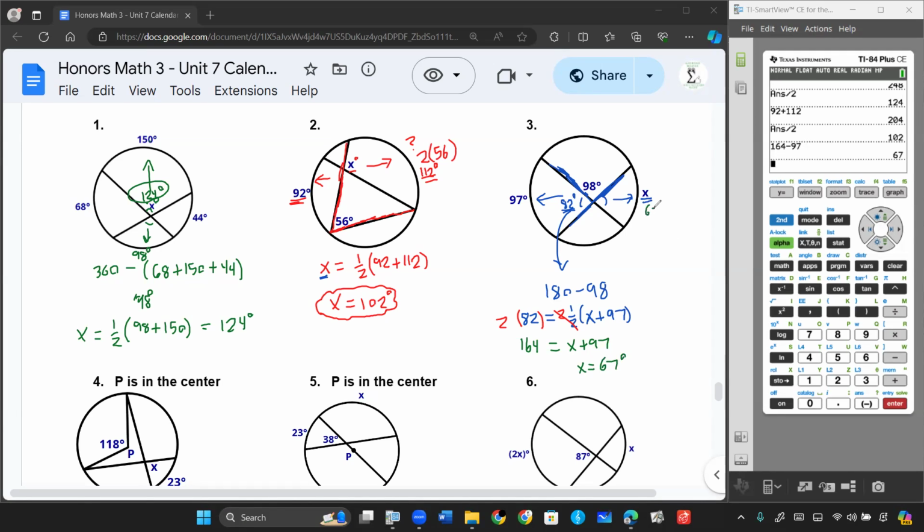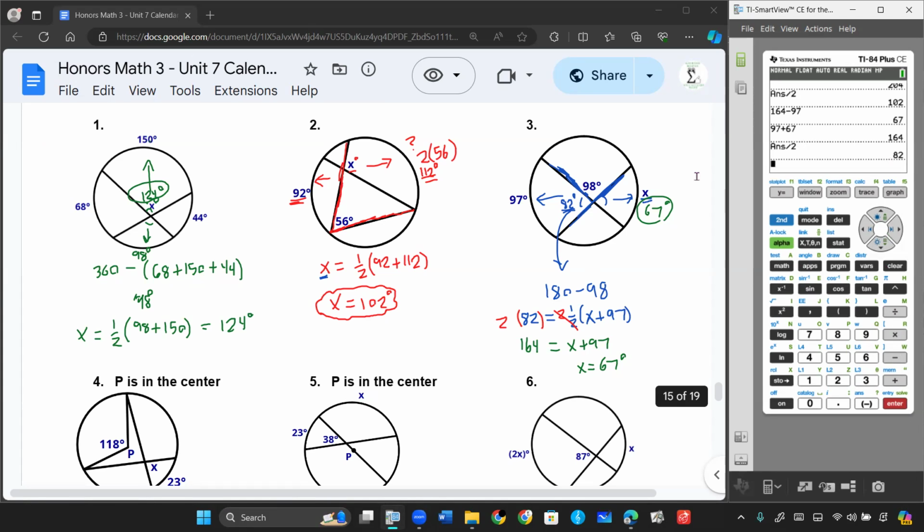We'll write that over here. And remember, 82 is the average of 97 and 67. If you're not quite sure if your work is right, you can always go back and check. So if I do 97 plus 67 and take that number and divide by 2, that'll get me the 82 there, which is 180 minus 98.